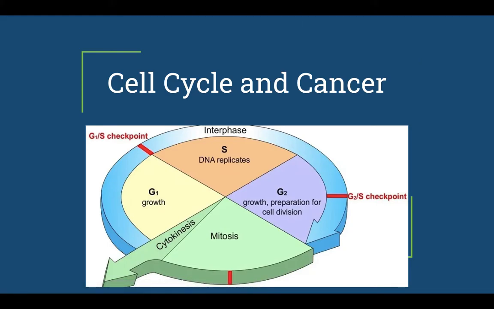I would like to first direct your attention to the diagram here, as we have briefly learned about interphase, mitosis, and cytokinesis in previous videos. However, this lesson will cover the cell cycle as a whole from beginning to end, starting with the 3 parts of interphase, the 4 phases of mitosis, and ending with cytokinesis.